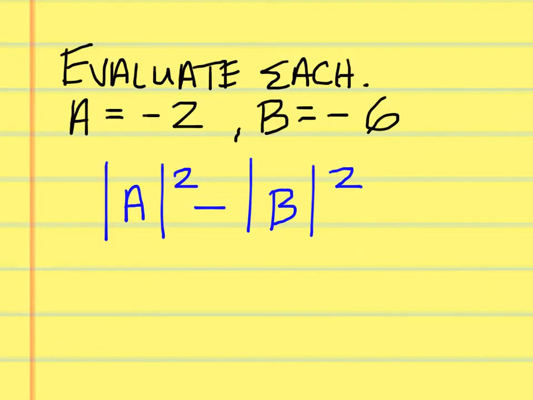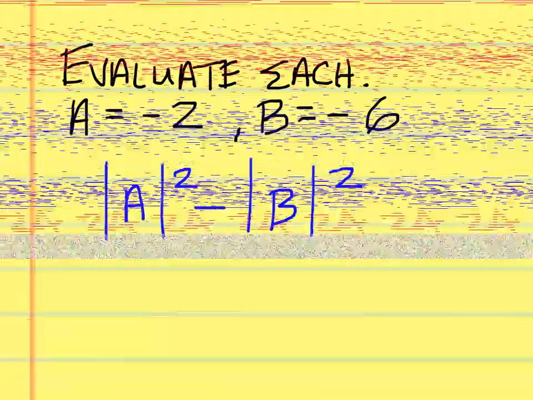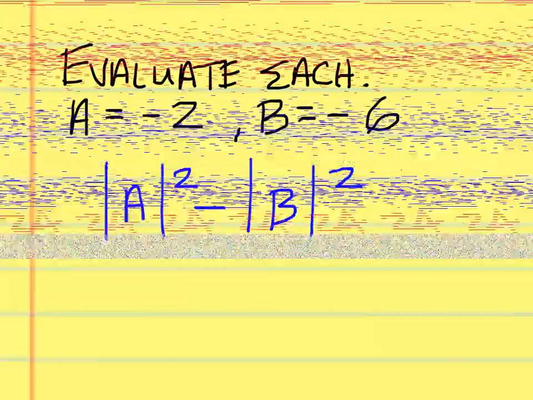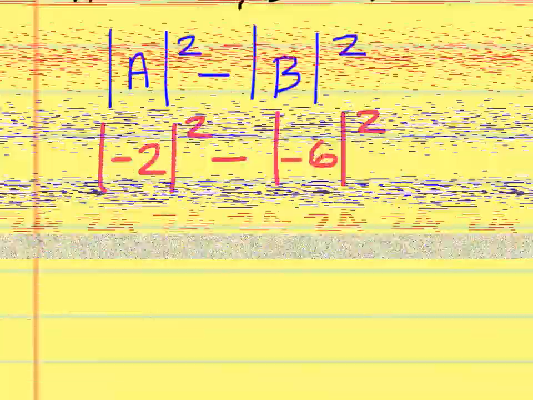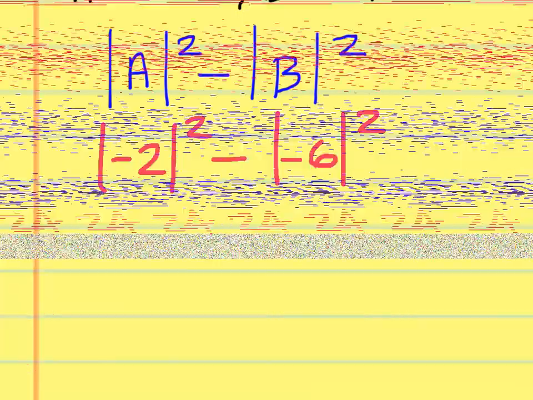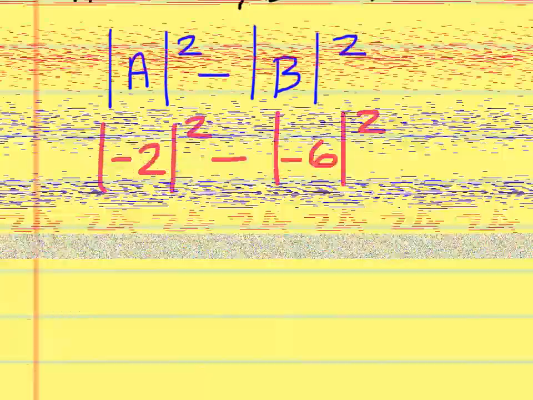Plug in -2 for A. So we get this. And then over here we plug in -6 and get this. What is the absolute value of -2? 2, and then we square it. Absolute value of -6, 6, and square it. So 4 minus 36 should be a -32.